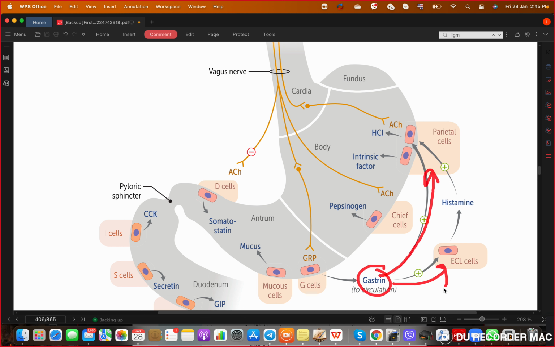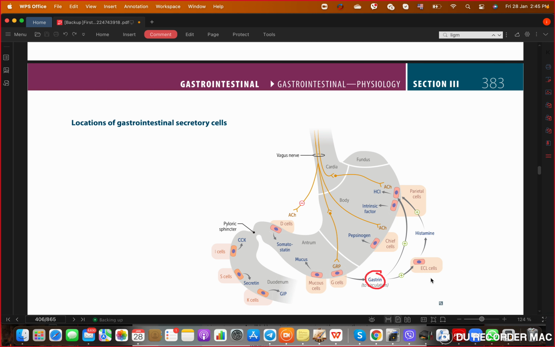Also, it can work on enterochromaffin-like cells, which produce histamine, and that histamine will also lead to activation of the parietal cells. So that's why we give H2 blockers, histamine blockers? That's correct. I want you to know one important thing here: this pathway with the histamine is much stronger than the pathway without the histamine. So the histamine pathway is more potent in producing HCl.